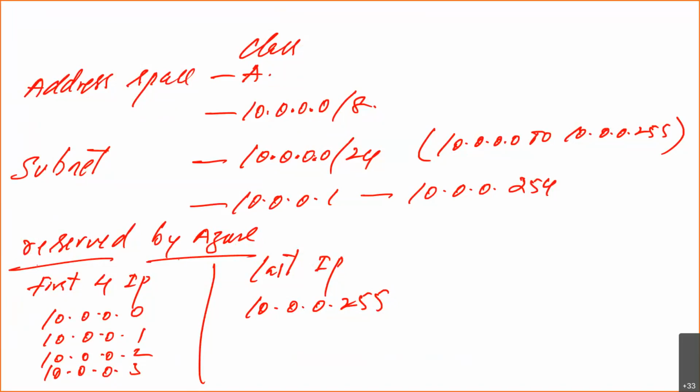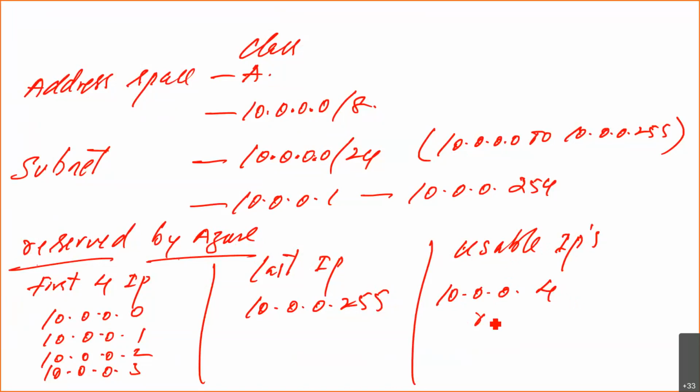So now tell me what IPs are available, guys. Usable IPs are what, guys? What is the usable IP? Can you tell me, please? Yeah, the available IPs are from 10.0.0.4 to 10.0.0.254.